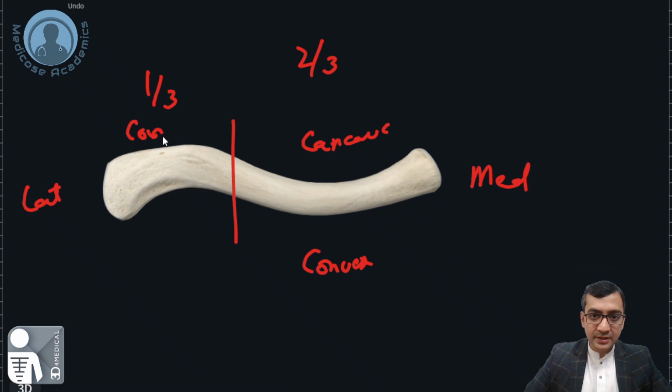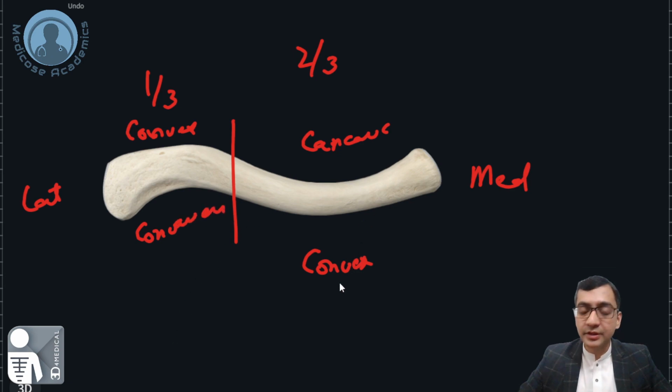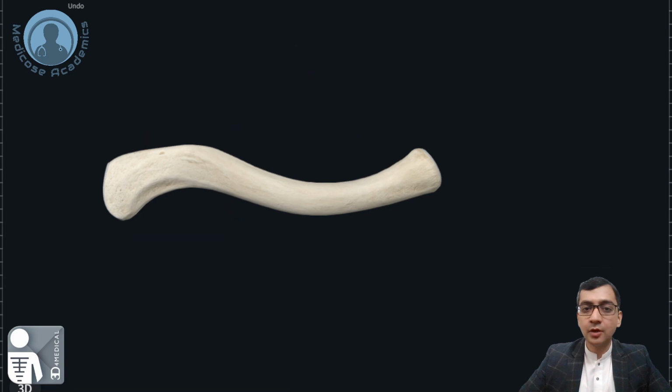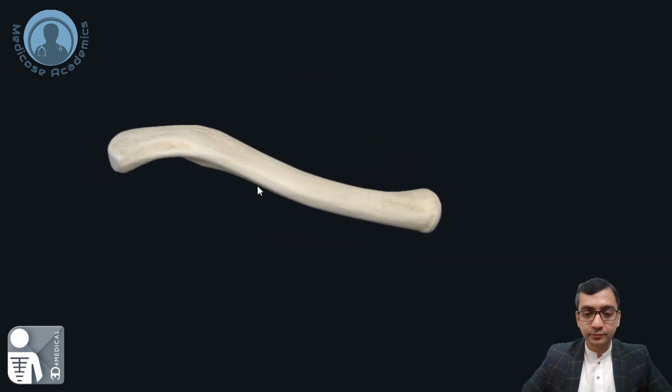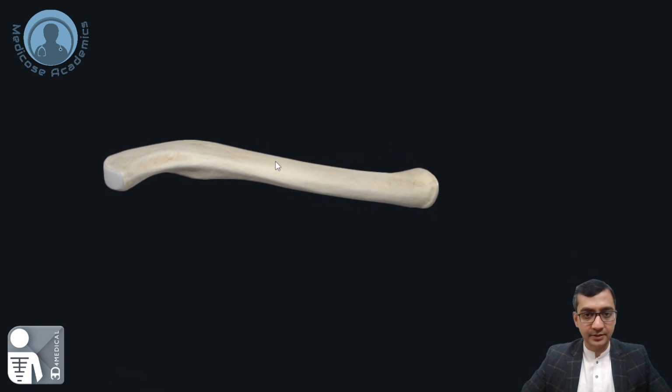It is convex posteriorly and concave anteriorly. So this is how you find out. If it had been a bone of the left side, those would have been opposite. So this is the anterior and this is the posterior side. This is how you find out which side it is. If you are given a bone, just figure out these three things.